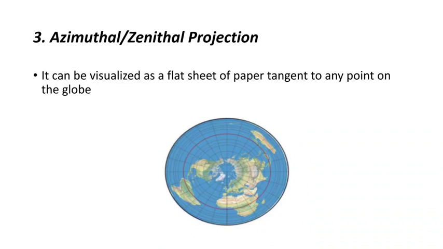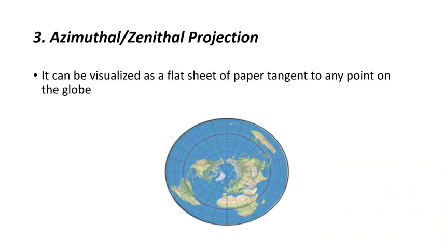So here it can be visualized as a flat sheet of paper tangential to any point on the globe. Here we have the North Pole, and you can see the North Pole and South Pole. How? Because we are looking from the top, like a flat sheet of paper which is tangential, touching the globe at the North Pole. If the projections are made on that flat paper, this is how it will look. So this is how azimuthal or zenithal projection is done.